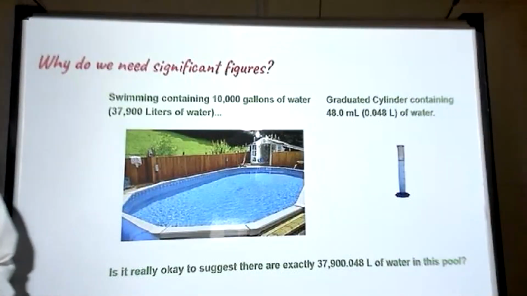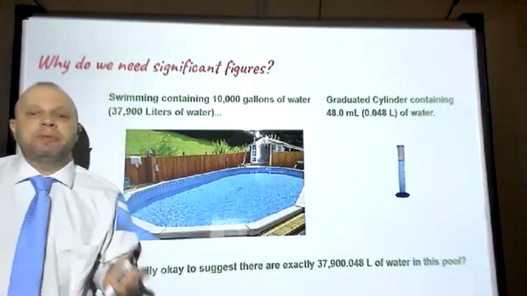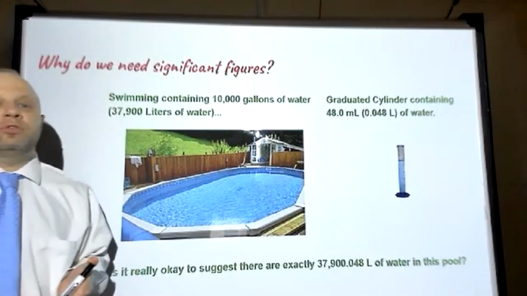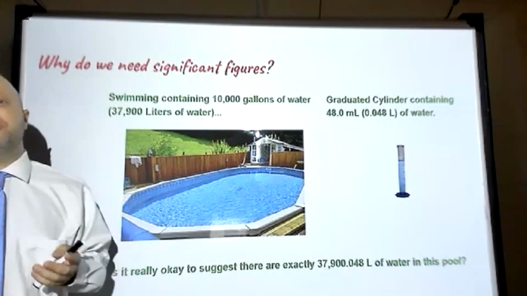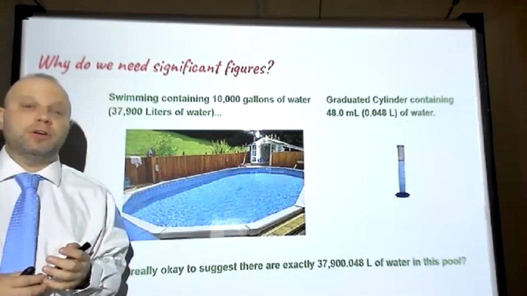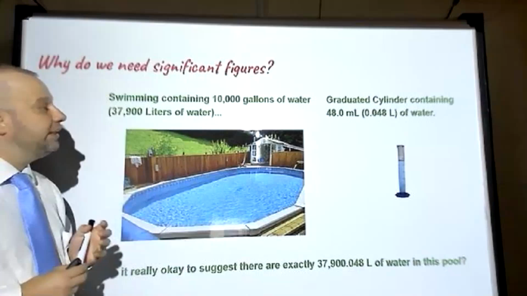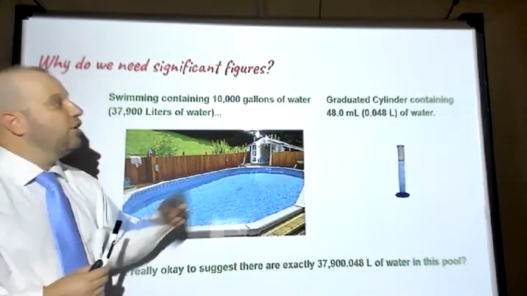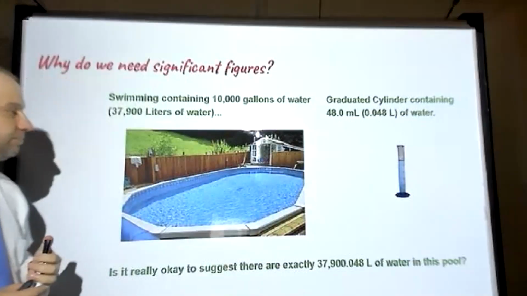So in the next slide, we have this picture of a backyard pool. And it says that the swimming pool contains 10,000 gallons of water, which we're going to learn how to do later in the chapter, which when you convert it turns out to be 37,900 liters of water. Now, to that 37,900 liters of water, we're going to add 48 milliliters from this graduated cylinder over here.